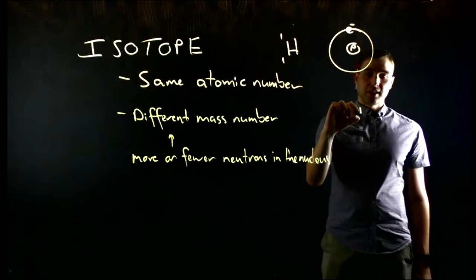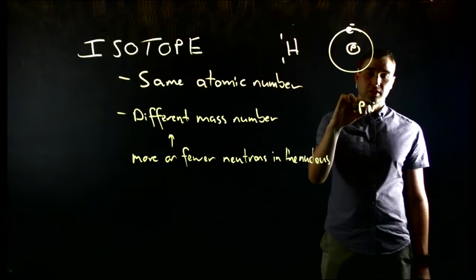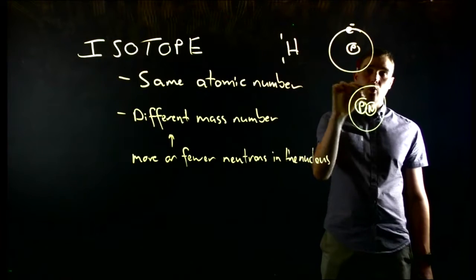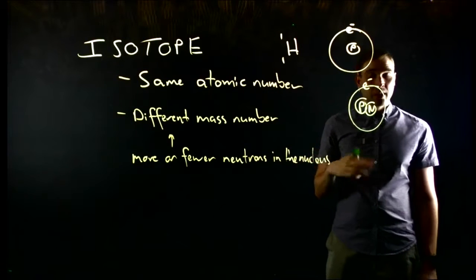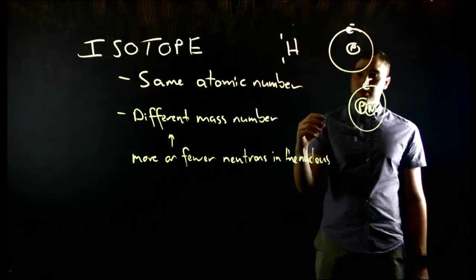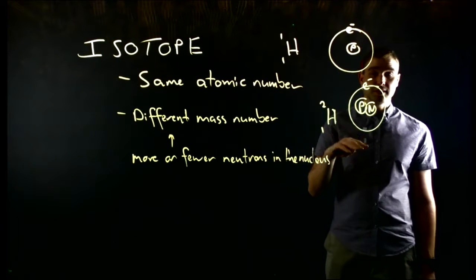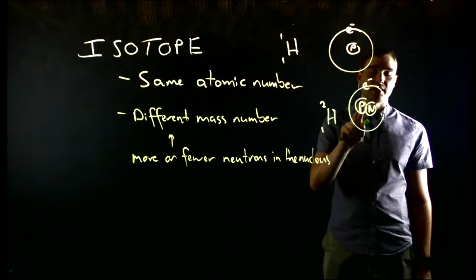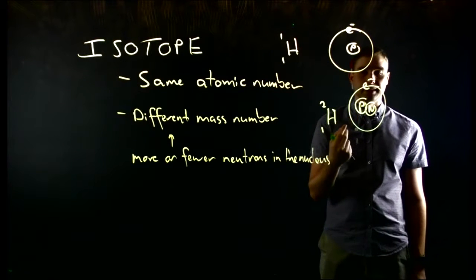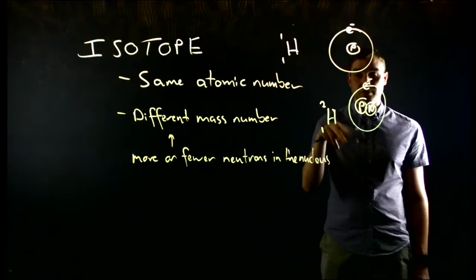Some hydrogen has a proton and a neutron in the nucleus, and again, one electron flying around. So this has extra mass in the nucleus. The atomic mass of this will be twice as much because the masses of protons and neutrons are about the same. So this is hydrogen 2.